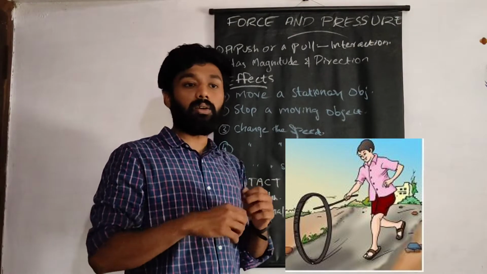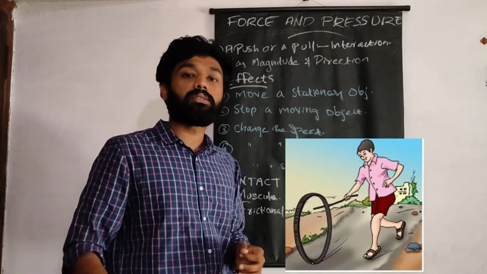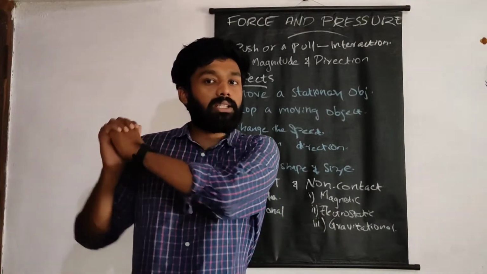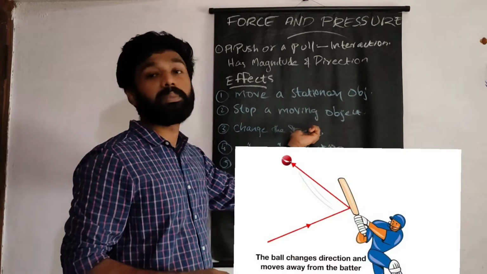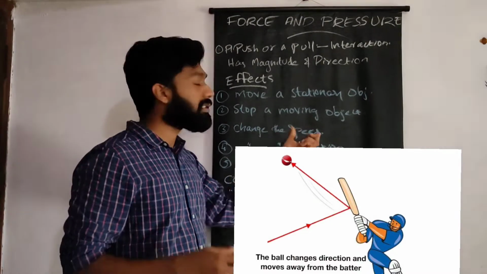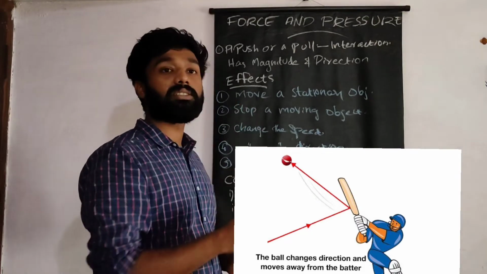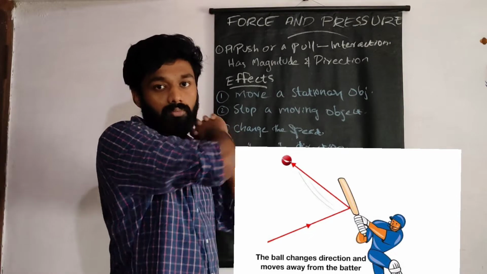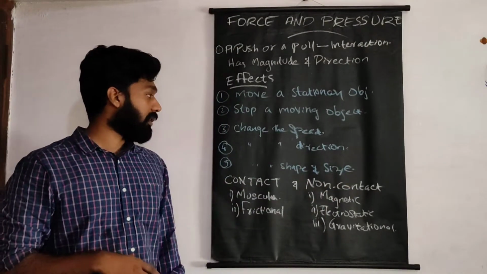It's cycling, or if a ball is coming slowly, the cricketer, the bowler used to throw, then the batsman used to bat. So in that case, both the direction and speed are changing. Speed means it will be coming slowly, then after hitting the bat, it will change the speed and the direction also. The cricketer used to change the direction.